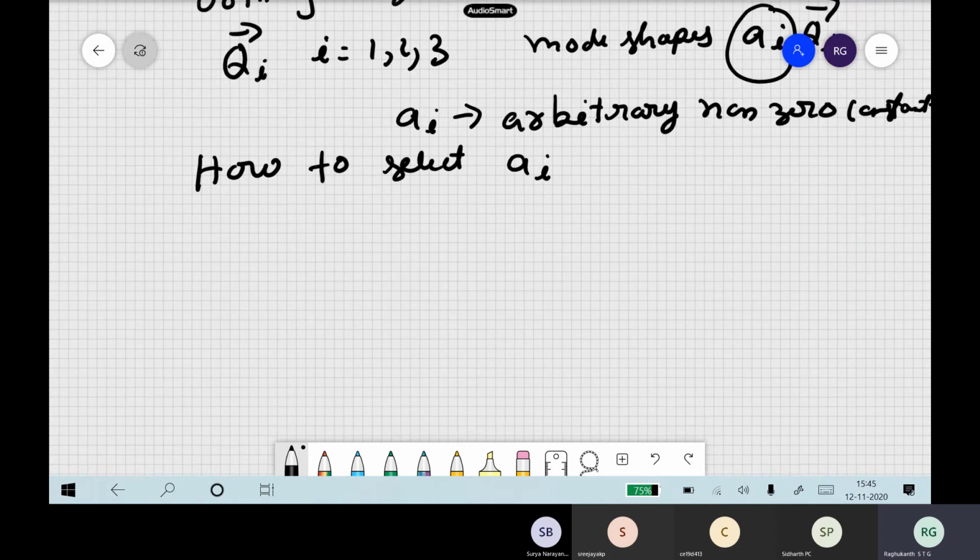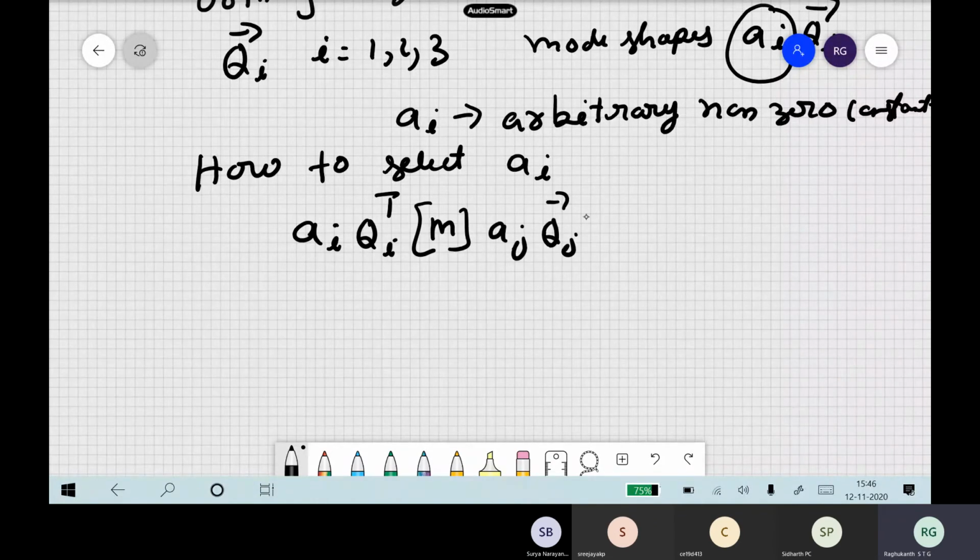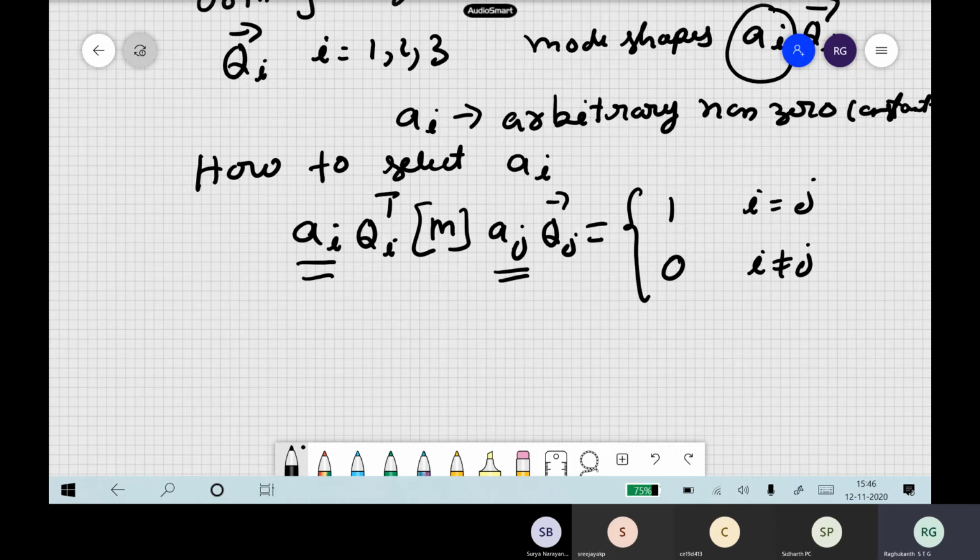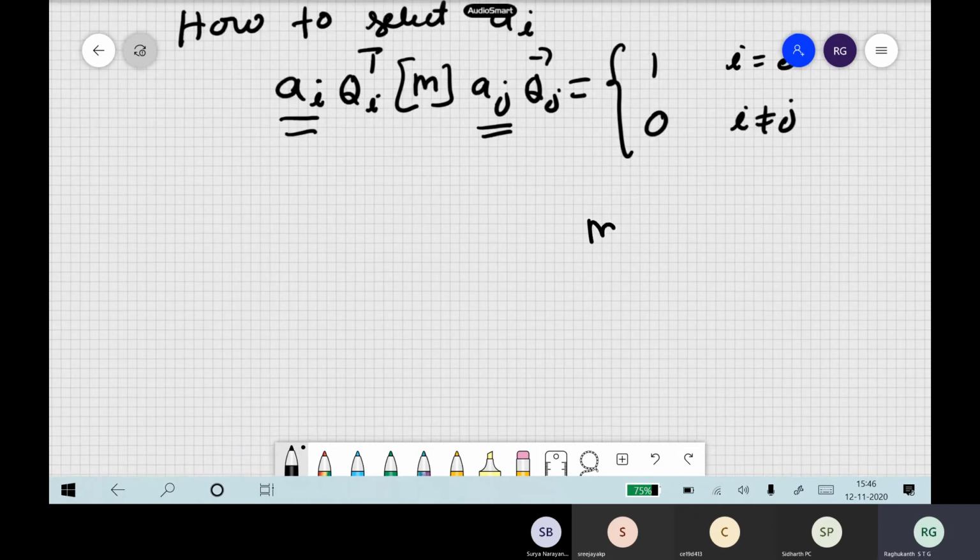One choice is you can select AI such that, for the mass matrix, if I multiply AI, QI transpose, you have a mass matrix here. Once again, you multiply, say, QJ. So this should be equal to 1 when I is equal to j, and this should be equal to 0 if I is not equal to j. So you are finding AI such that when you multiply with the mass matrix, it becomes 1 itself. You remember this thing. See, we write like this, no?